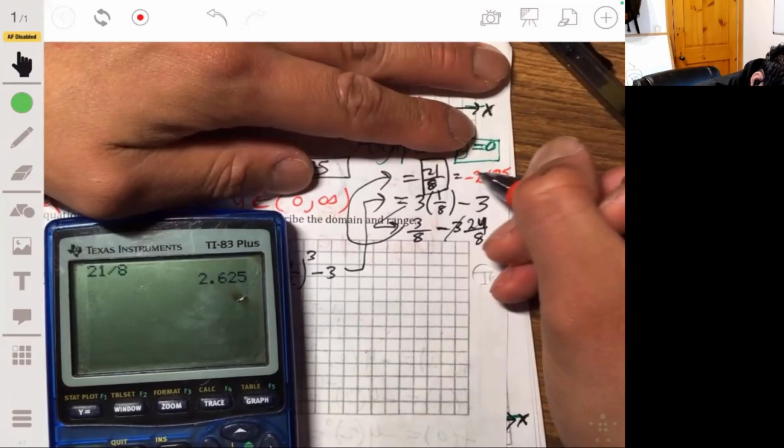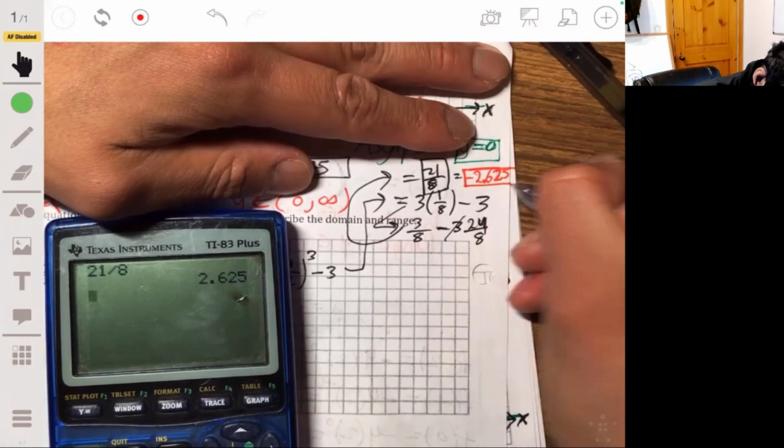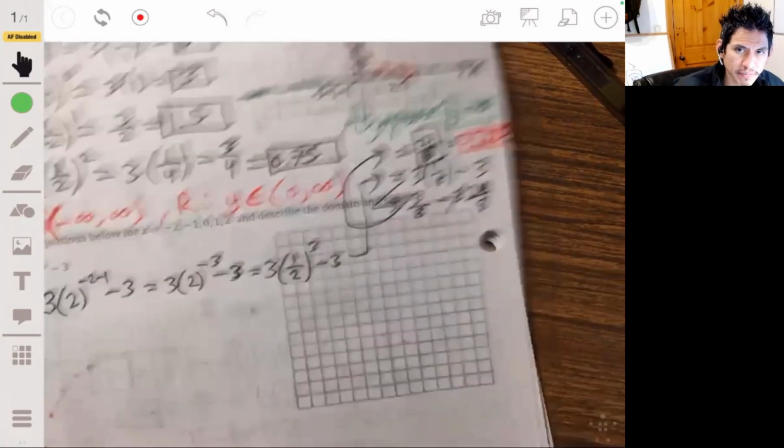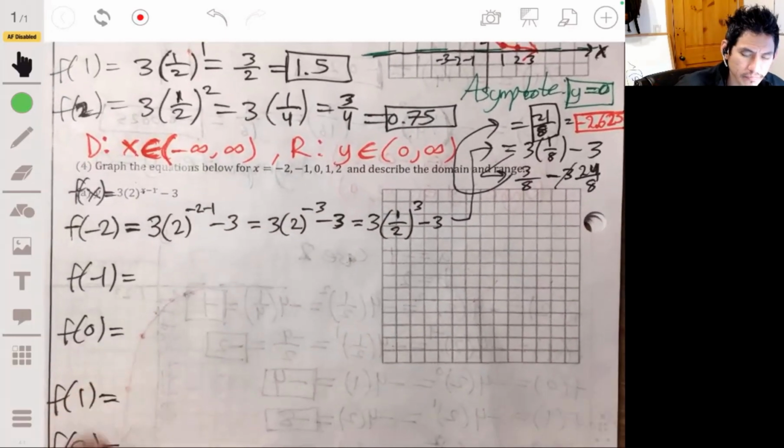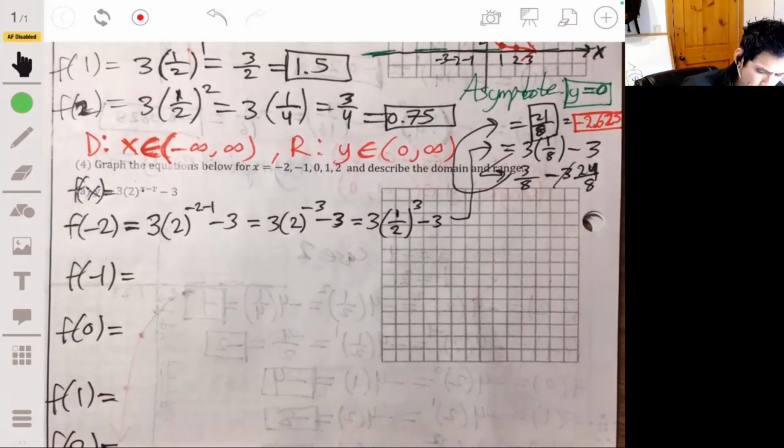I'm running out of space. Well, make sure not to do this on the next calculation because I don't like messy work. I got too excited to complete it. All right, f of -1.